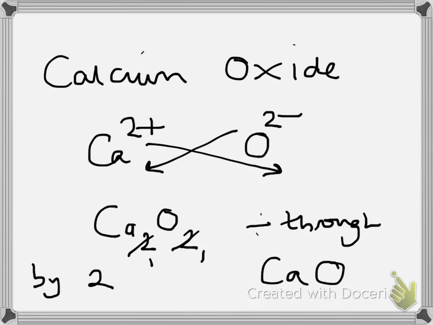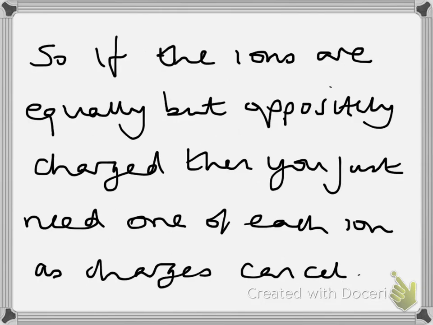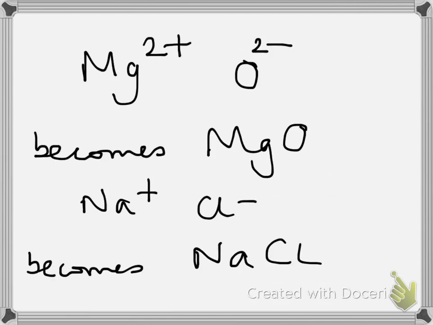If you happen to have ions that have equal but opposite charges, when you use the crossover method you can see you can simplify through. So for calcium 2+ and oxide 2-, when you swap it over it'd be Ca2O2. You can then divide through by 2, which ends up with Ca1O1. We don't bother writing the 1, so that'll be CaO. So if the ions are equally but oppositely charged, then you just need one of each ion as the charges will cancel. So magnesium 2+ and oxide 2- becomes MgO, and Na+ and Cl- becomes NaCl.